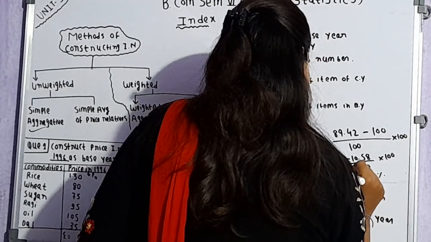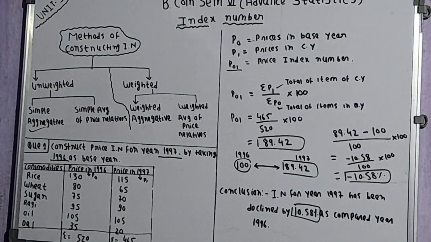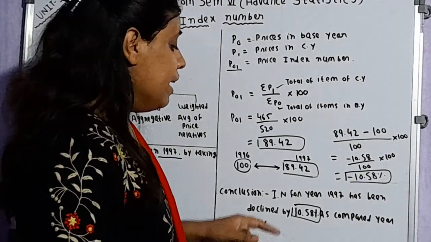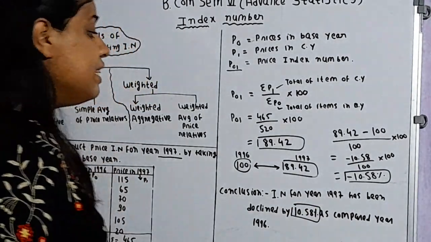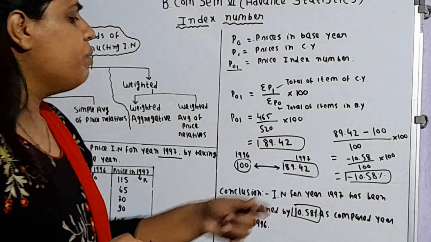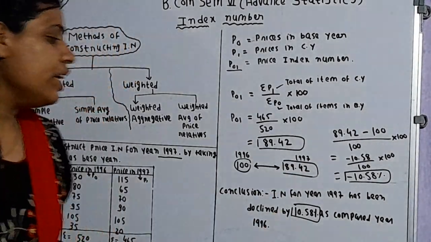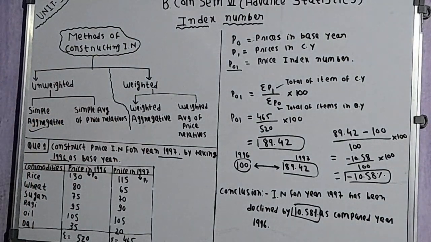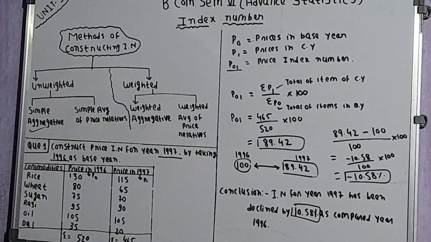As it is in minus, we are saying that the price index has declined by 10.58% as compared to year 1996. If this number were positive, we would have said the price index has increased. This way we calculate the index number using the simple aggregative method, and this way we interpret it. So we are done with this problem. In the next lecture we are going to see the next problem. Till then, keep revising.